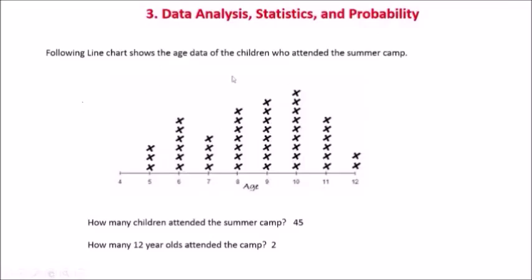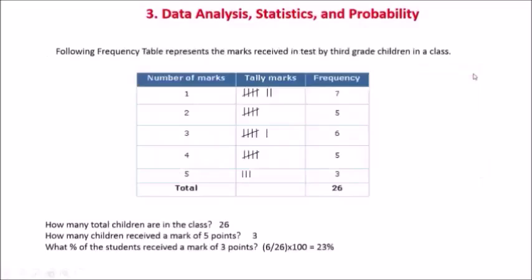And then the question they may be asking: how many 12-year-olds attended the camp? You just say 2. How many 10-year-olds attended the camp? Then you need to count 4, and then plus 4, and then plus 1, 9. So 9 children who were age 10 attended, okay?